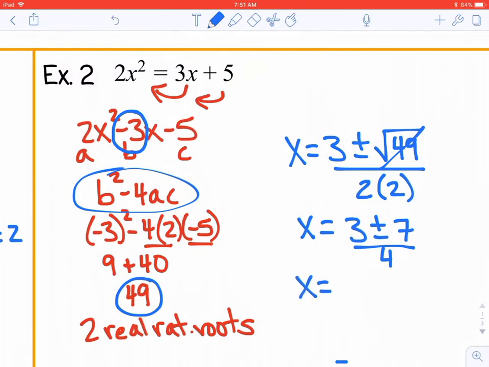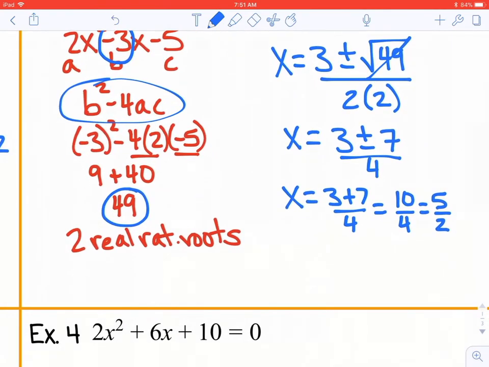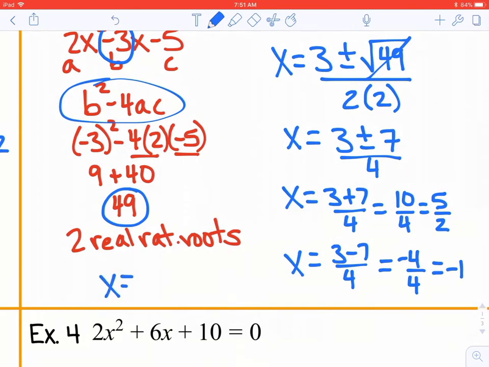So then we need to separate those two and keep simplifying because we can. So we want to say 3 plus 7 divided by 4, which would give us 10 over 4, which is 5/2. And then we also need to do x equals 3 minus 7 divided by 4. So 3 minus 7 is equal to -4, divided by 4 equals -1. And so then we have x equals 5/2 and -1.